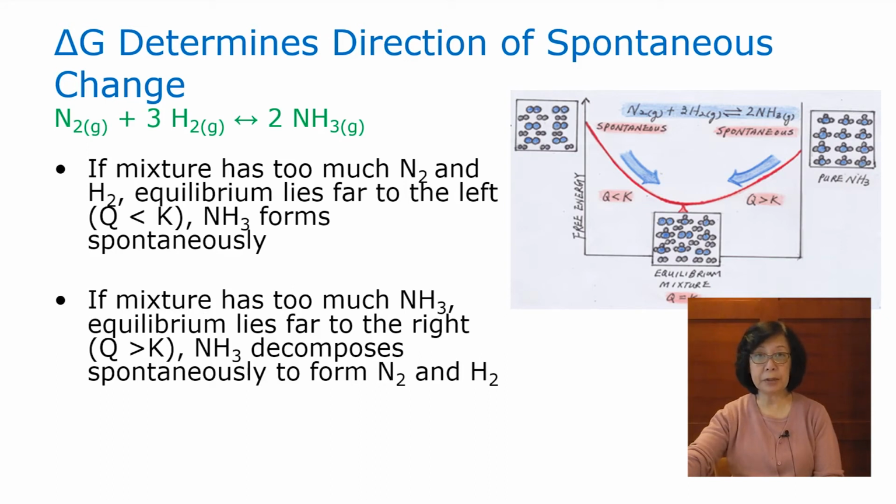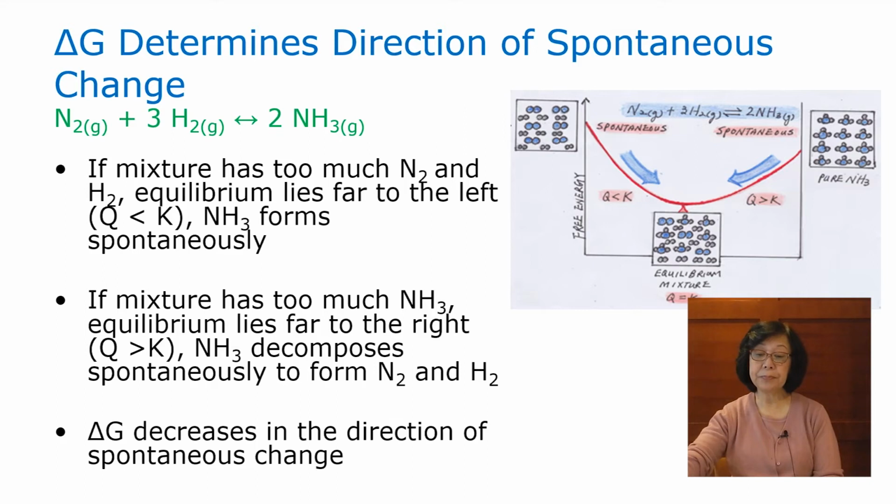If you look at the right-hand side of the diagram, that means we have too much of the product ammonia present, meaning the quotient Q is greater than K, and equilibrium lies far to the left. That means ammonia will decompose to form nitrogen and hydrogen in order to reach equilibrium. So the Gibbs free energy will decrease towards the center. Therefore, interpreting this diagram, we understand that Gibbs free energy decreases in the direction of spontaneous change. The left-hand side means spontaneous in the forward direction, the right-hand side means spontaneous in the reverse direction.